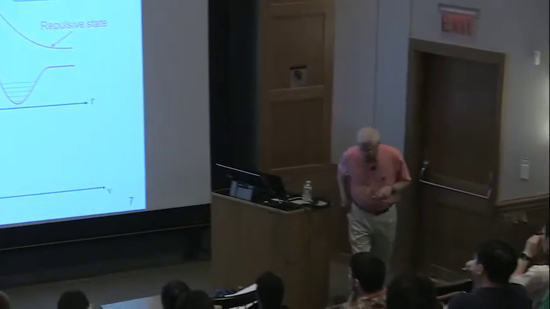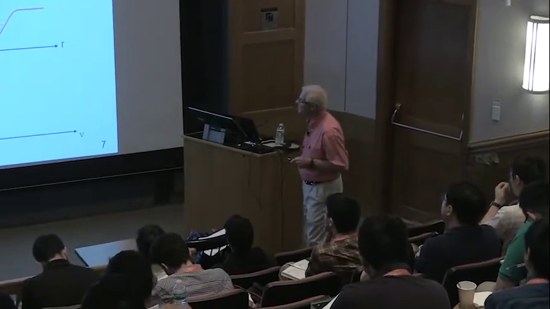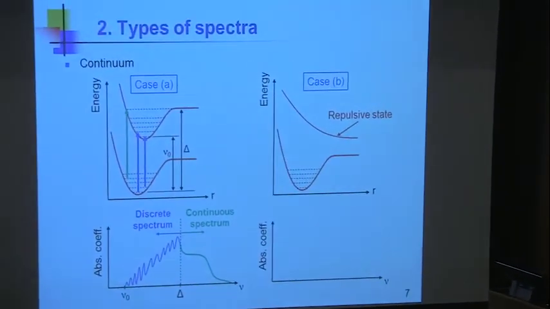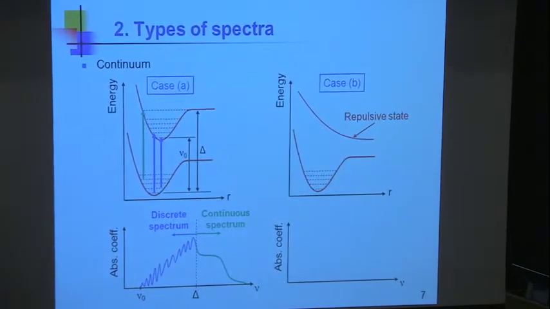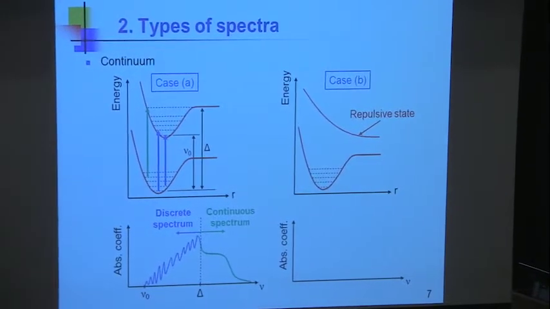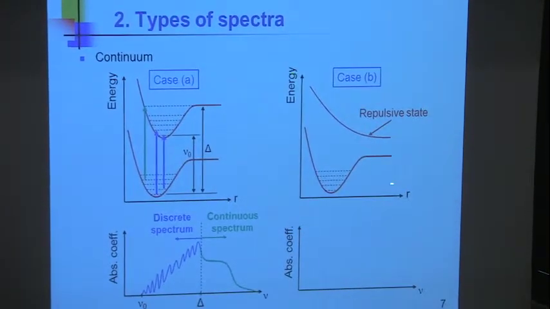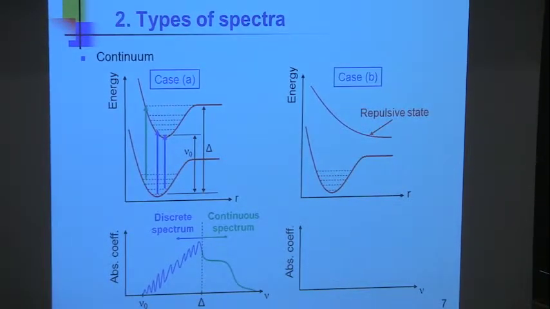Now, there's another kind of state that's a little confusing. Usually, the structure of the molecule is like this. This is now the potential energy in this electronic configuration. There are some cases that look like this. They're called repulsive. These are called attractive. These are called repulsive.